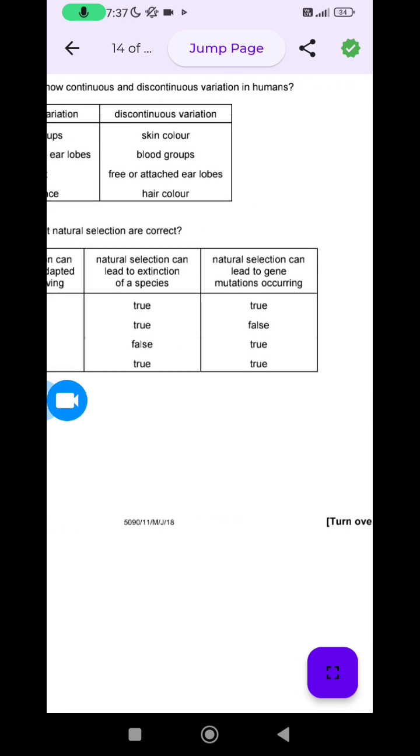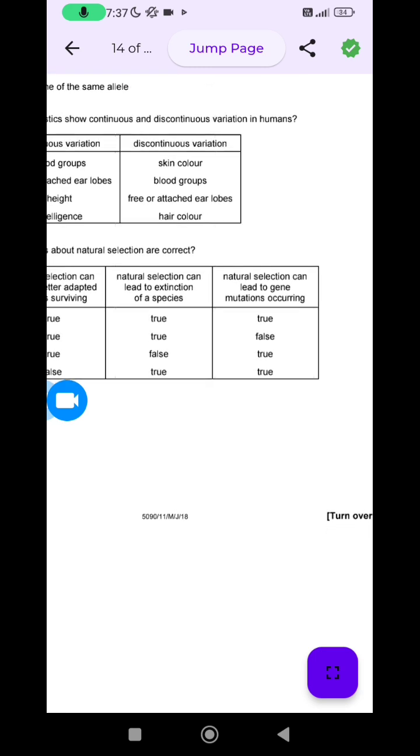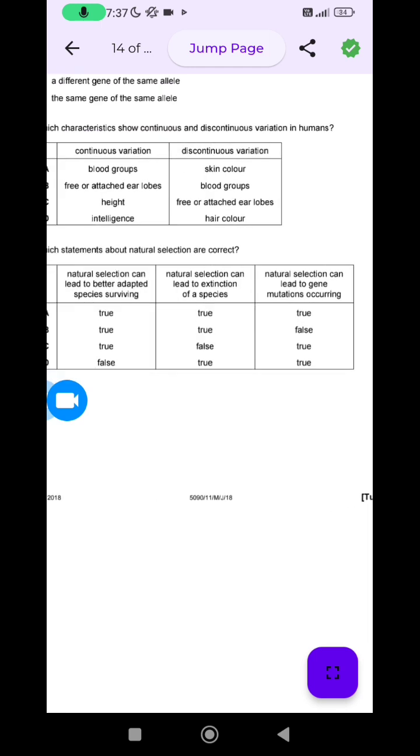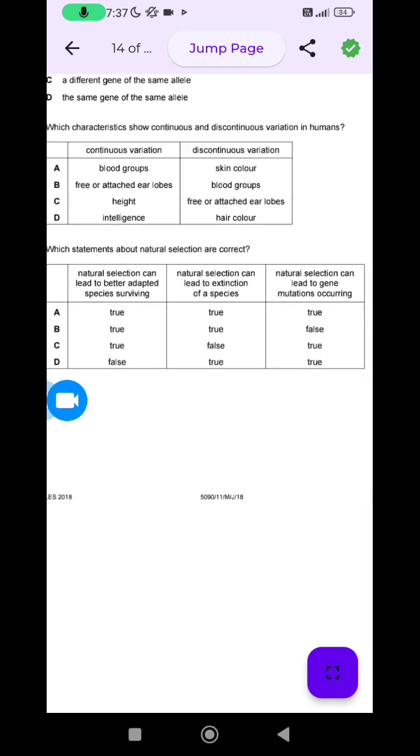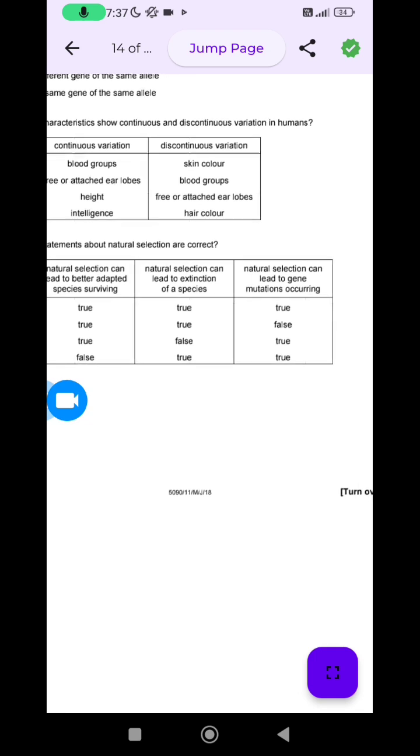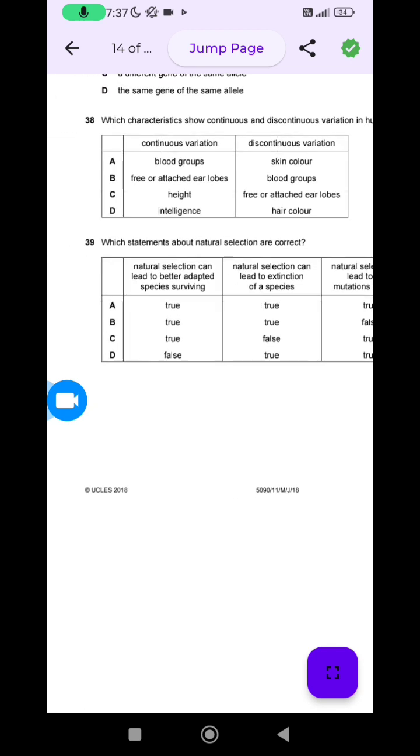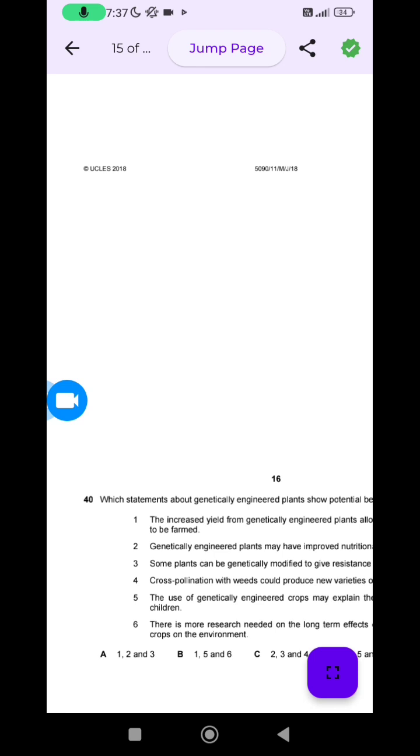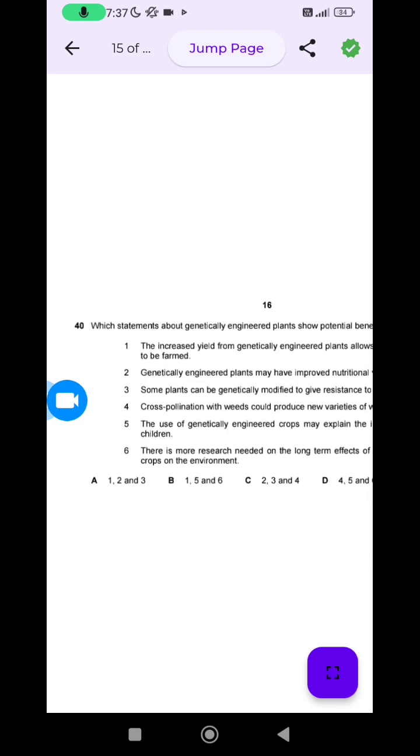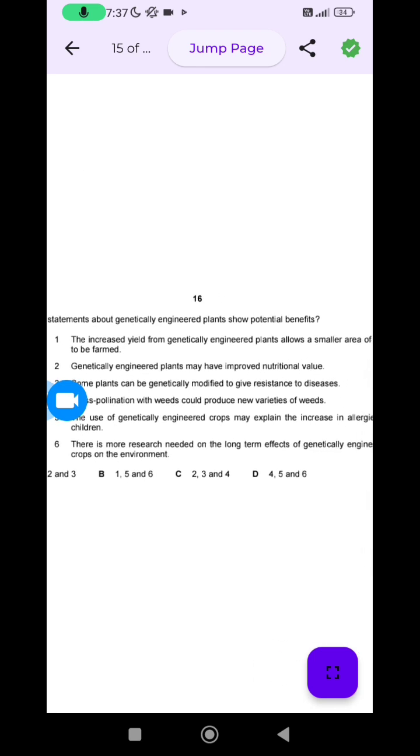Natural selection can lead to gene mutation occurring. Now this is incorrect because natural selection does result in extinction of species and leads to better ones being able to mate and carry on their characteristics and live on, but natural selection never results in mutation of genes. So the answer will be B. Alright, the last question. Which statements about genetically engineered plants show potential benefits?